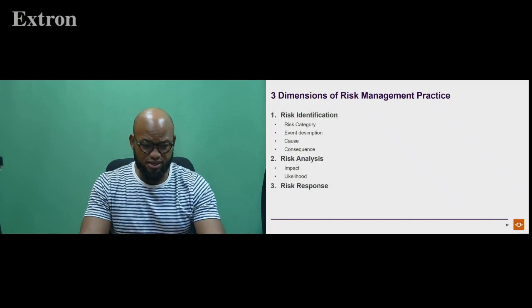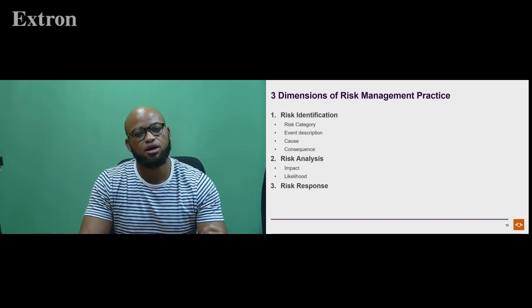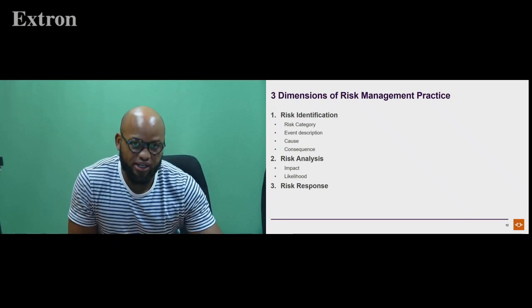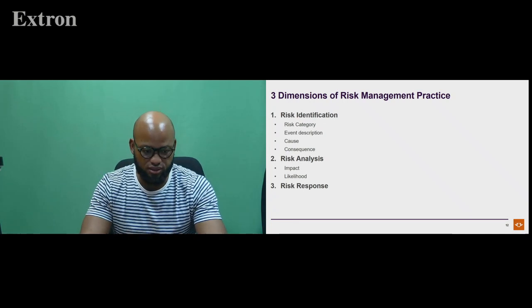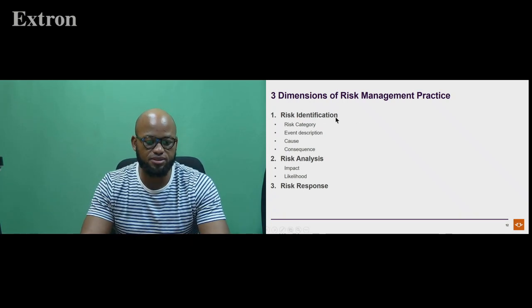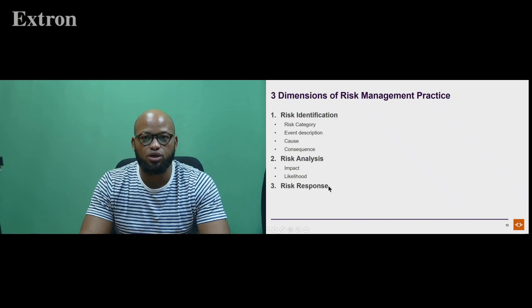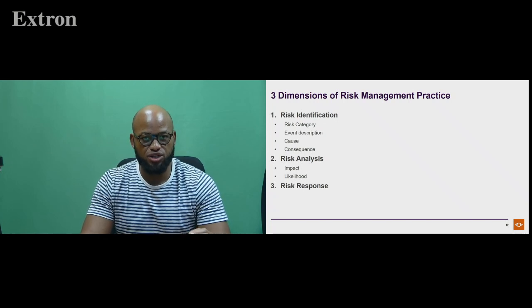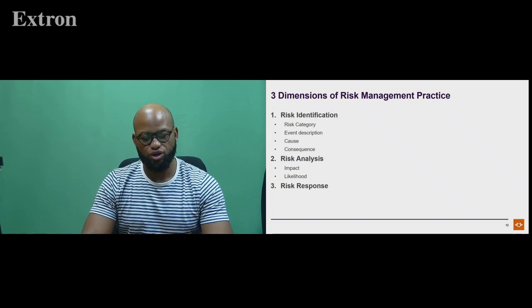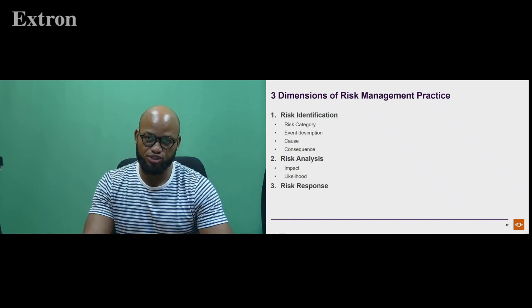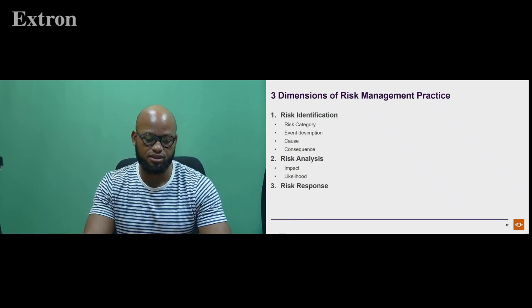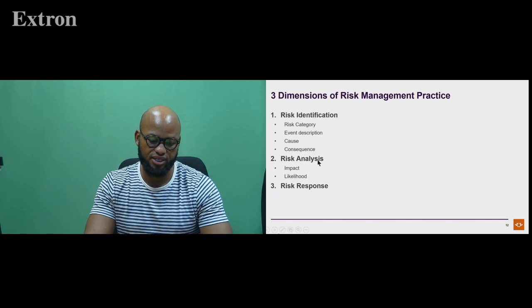There are three elements that you need to be aware of as far as risk management practice is concerned. The first element is risk identification. The second is risk analysis, and the third is risk response. You cannot be considered to be managing a risk unless you have addressed each of these three elements: risk identification, risk analysis, and risk response.